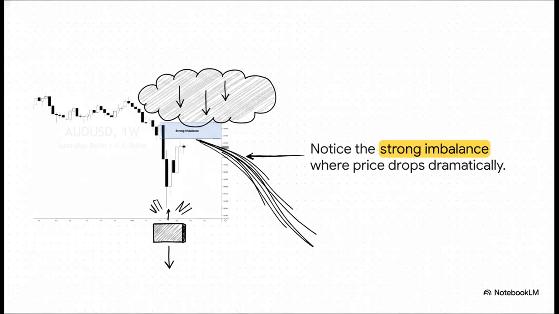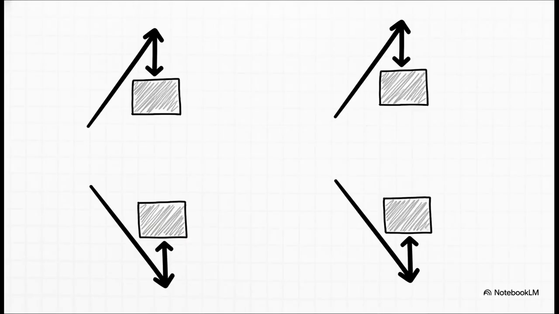To put that into perspective, check out this weekly chart of the Australian dollar. Notice that highlighted blue box and see that massive, explosive black candle dropping violently away from it? That sharp drop is the exact, undeniable signature of a powerful supply zone. Sellers completely, and I mean completely, overwhelmed the buyers right there. Now, depending on the trend, you're going to be hunting for one of 4 structural patterns.